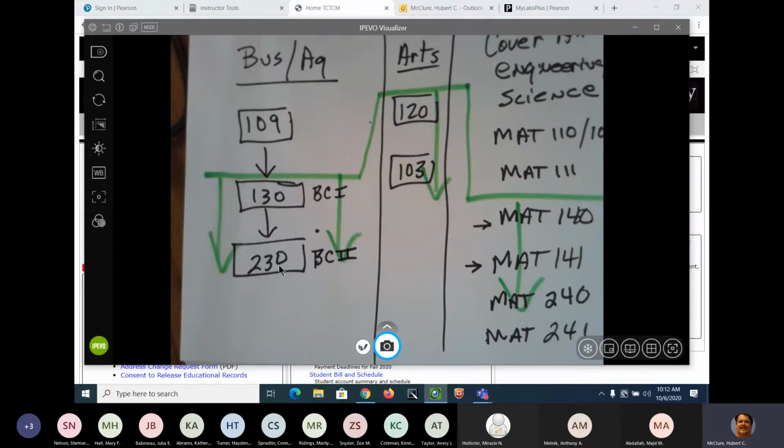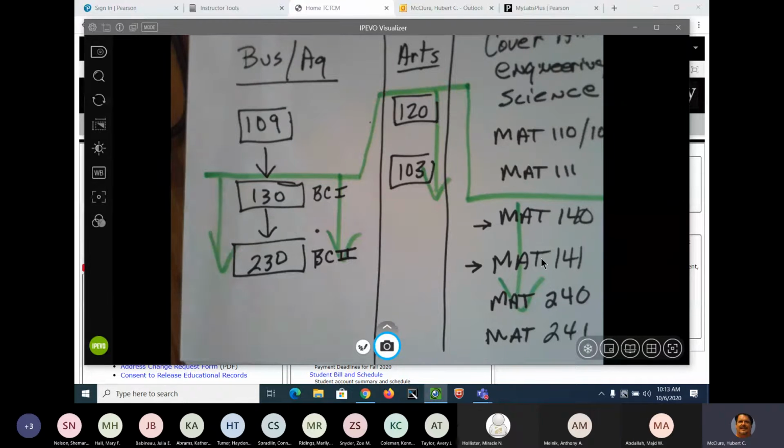If you are a business/ag major, your first class is 130 that they are looking for. If you're an arts major, then they want probably these two classes. If you're an engineering major, or if you want to cover all, meaning you don't have any idea where you're going to end up, then you want to do the 140, which means you would have to take 111 next semester.